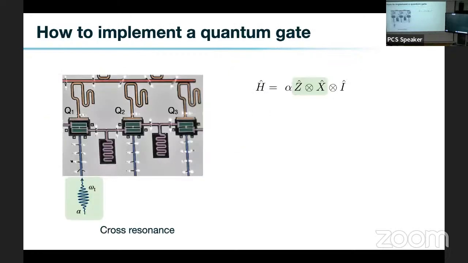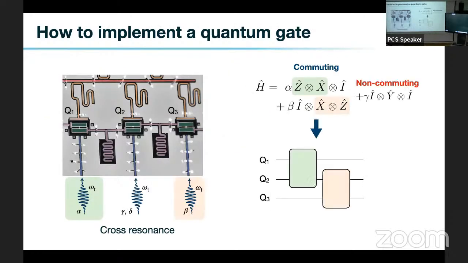Can you come back to the last line? How can you make the last operation? Because I thought that if the frequencies of Q1 and Q2 are similar, then if you apply a drive to the second qubit, it will affect both Q1 and Q3. But is this correct? That's not true.